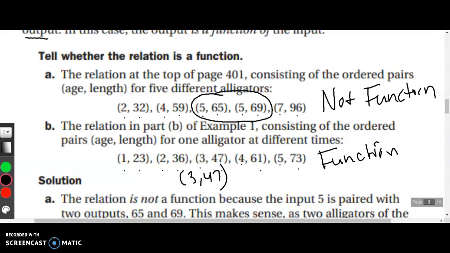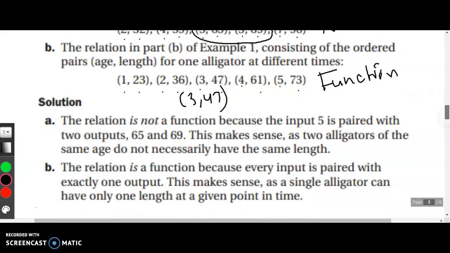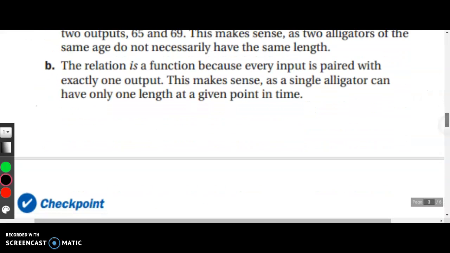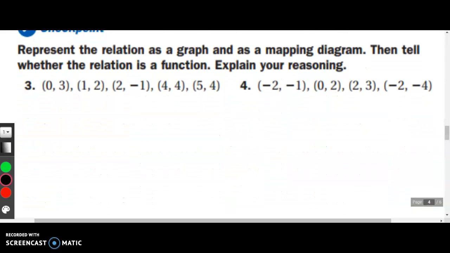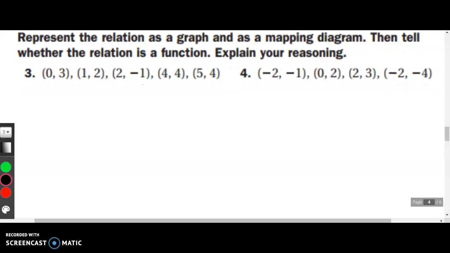Okay, so if it's a repeating x value but it goes to the same exact y value, that does not discriminate, it does not keep it from being a function. All right, now represent the relation as a graph and a mapping diagram, then tell whether the relation is a function and explain your reason. So I'm not going to do the graph because we know how to graph it.